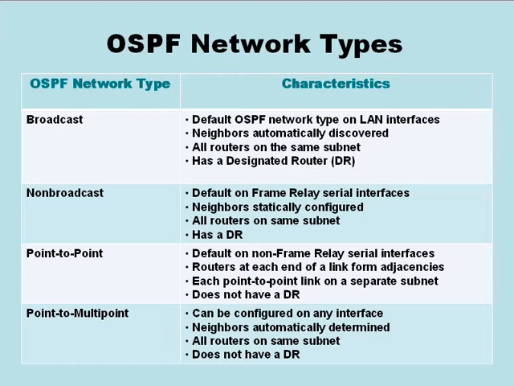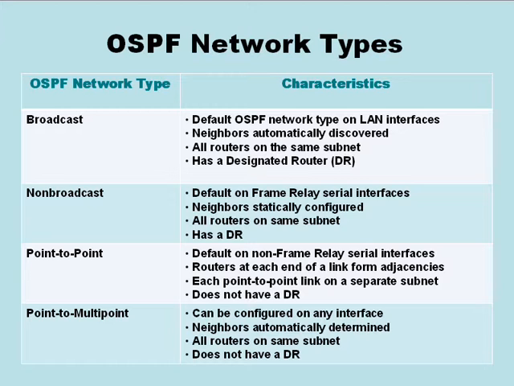On a non-broadcast network, which is the default on a frame relay serial interface, we are not going to dynamically learn our neighbors, so they might have to be statically configured. And all routers on this non-broadcast link are part of the same subnet, and there is a designated router that's elected. The point-to-point network type is the default type for a non-frame relay serial interface.